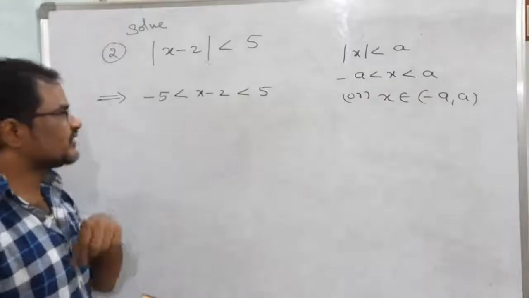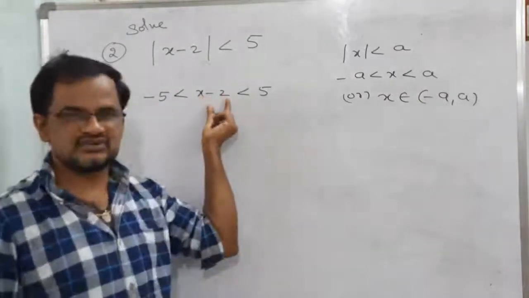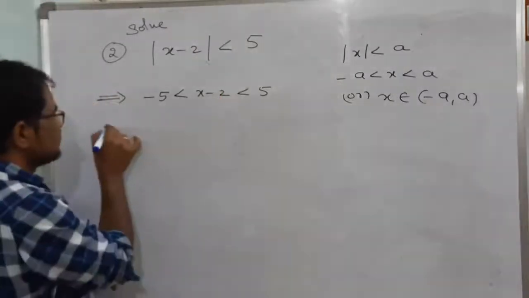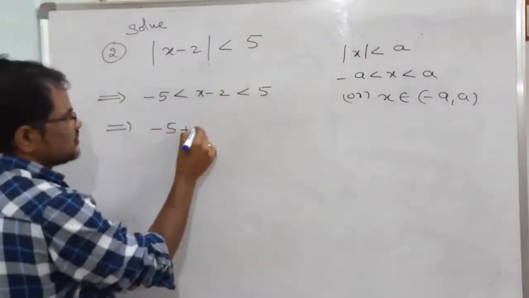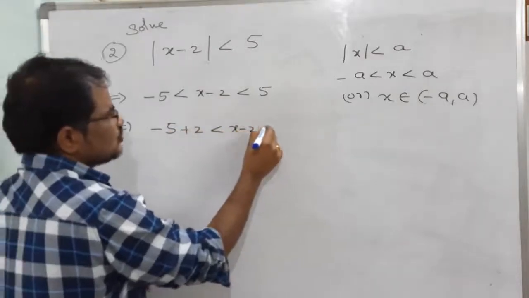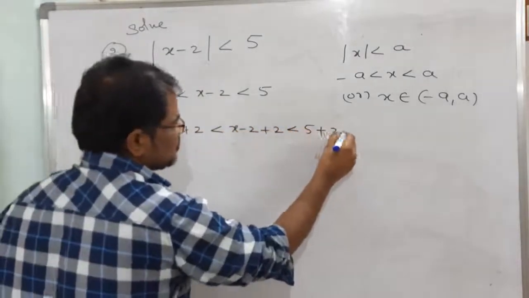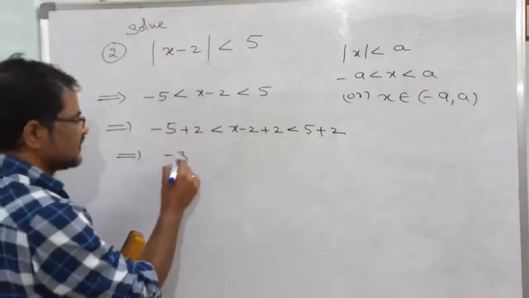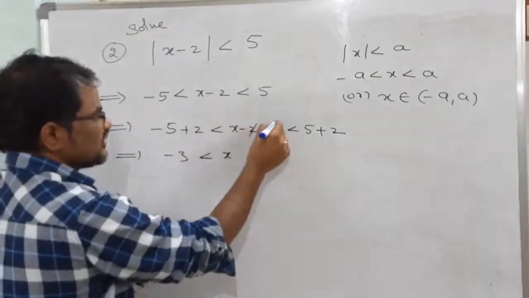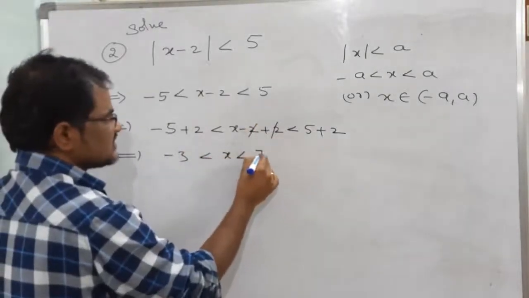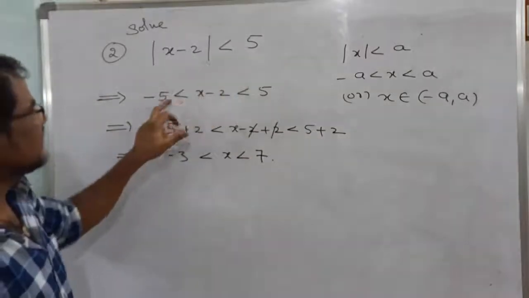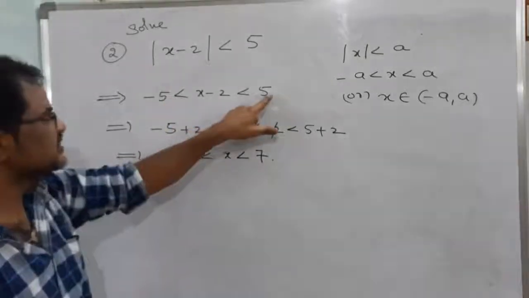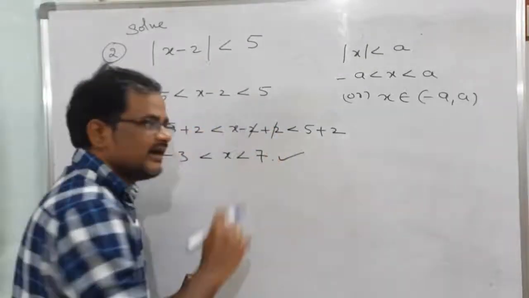Okay. Now after that we have to eliminate this minus 2. So how to eliminate this minus 2? We have to add plus 2. So what we have to do: minus 5 plus 2 less than x minus 2 plus 2 less than 5 plus 2. That implies here what is remaining, minus 3, right? Less than, minus 2 plus 2 get cancelled, x less than 7, right? Minus 5 plus 2 is minus 3, and 5 plus 2 is 7. This is our required answer.